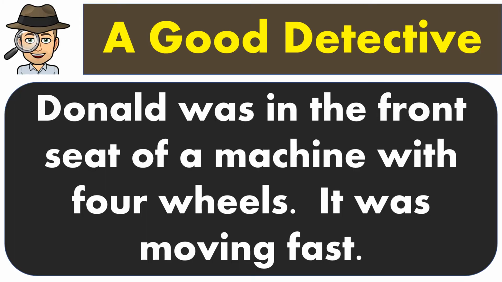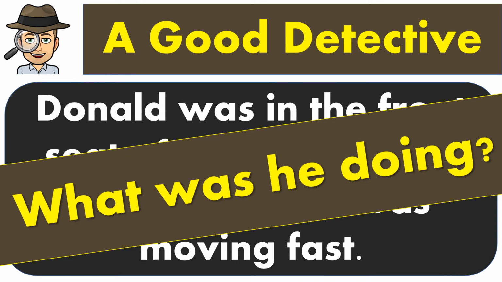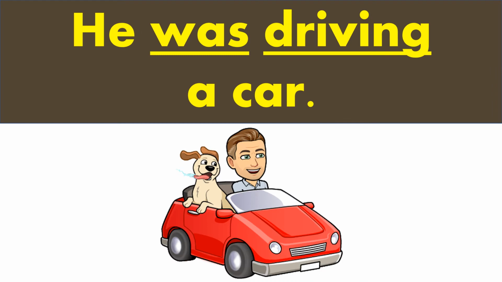Here's another one. Donald was in the front seat of a machine with 4 wheels. It was moving fast. What was he doing? He was driving a car. Say it after me. He was driving a car.